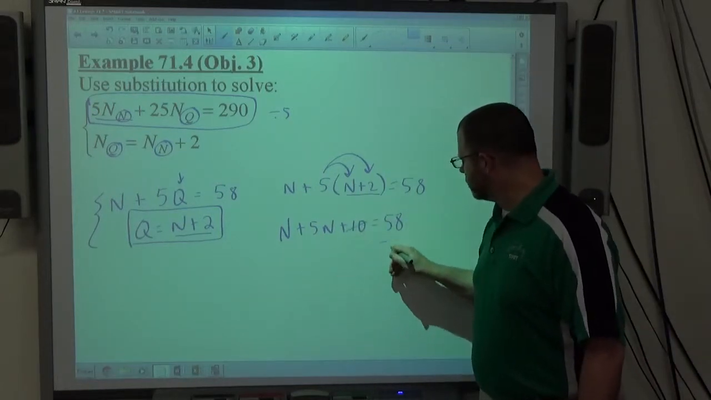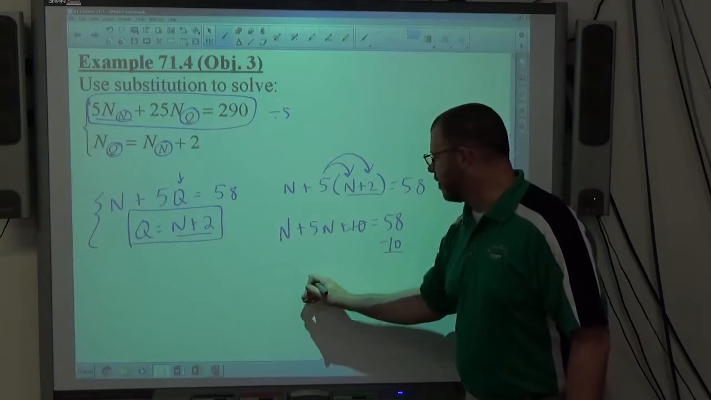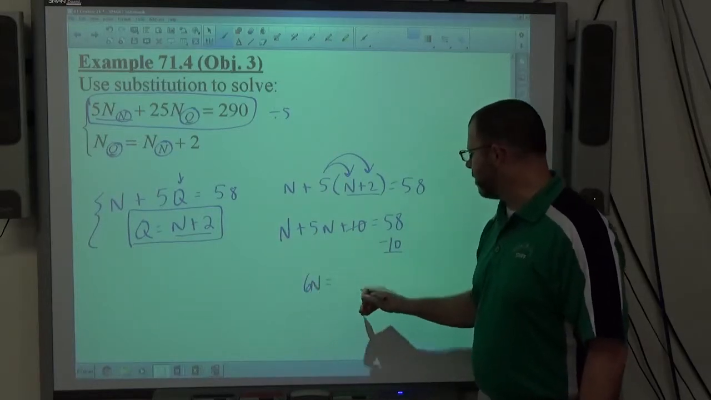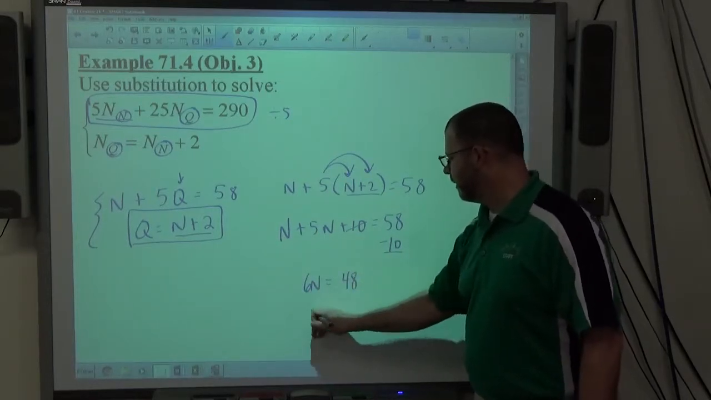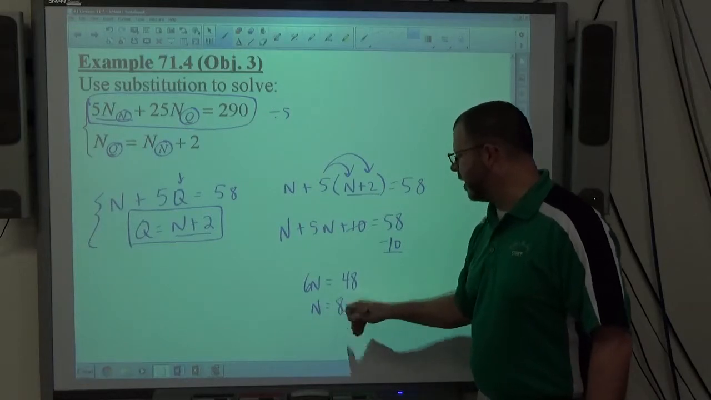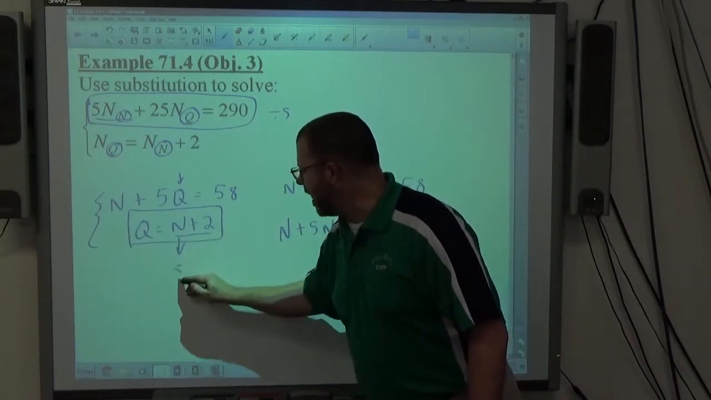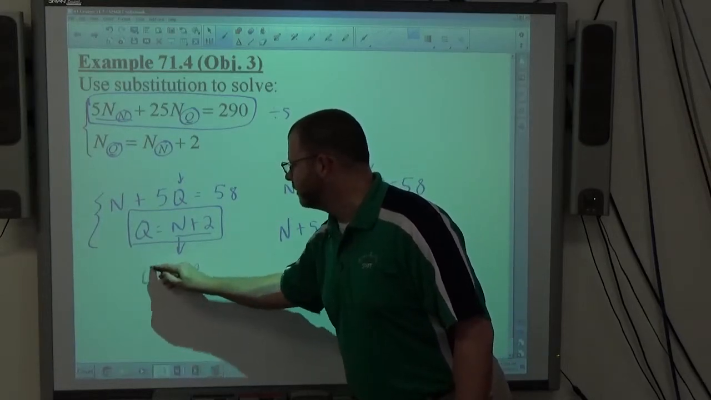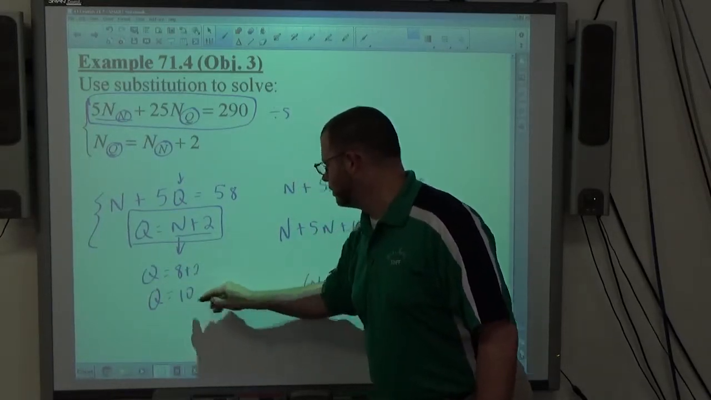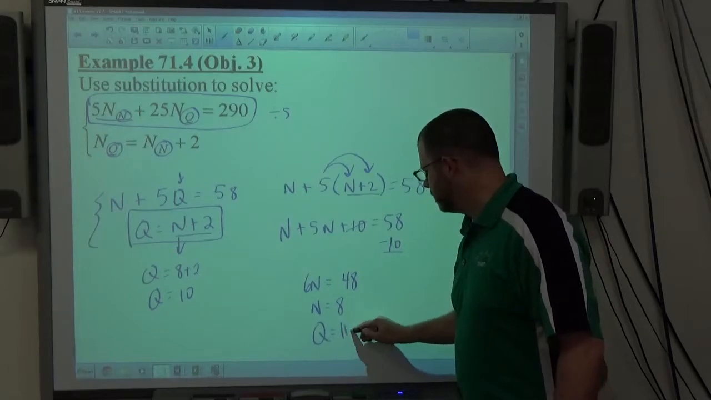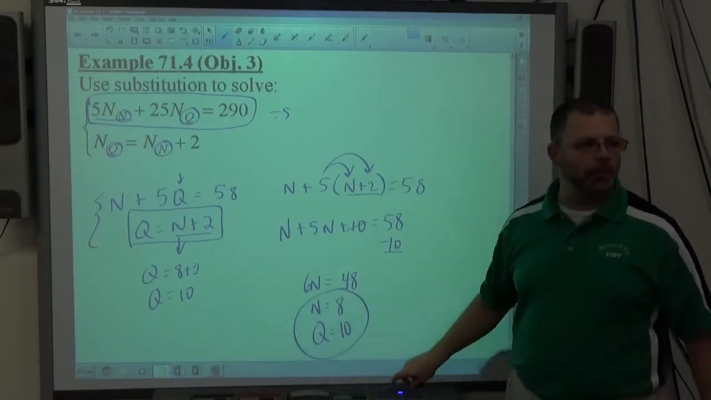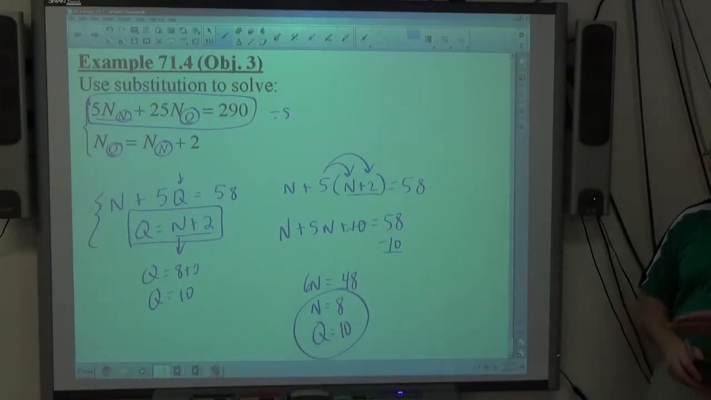Move the 10 over. I get n plus 5n makes 6n. 58 minus 10 is 48. Divide by 6, we get n equals 8. q is n plus 2, so 8 plus 2 is equal to q, right? So q would equal 10. Just like that, we get both values. And again, n equals 8, q equals 10.